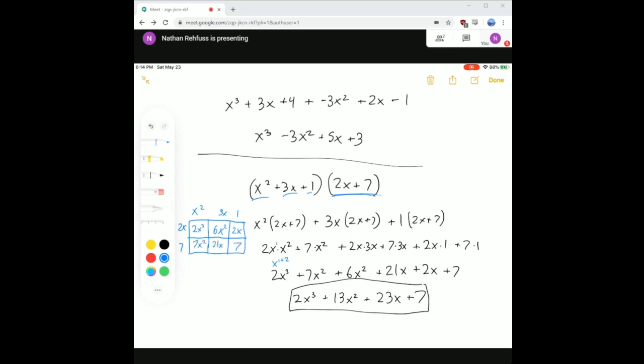It doesn't always work out like this, but in this case, what's kind of cool is that the x squareds are here on this diagonal, and the x's are here on this diagonal. So when I combine like terms, I get 2x cubed, a 13x squared, 23x, and a 7. So that's a little bit of a faster way to arrive at the same conclusion as the box method.